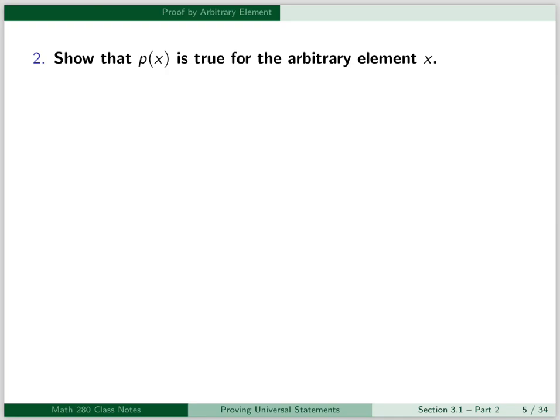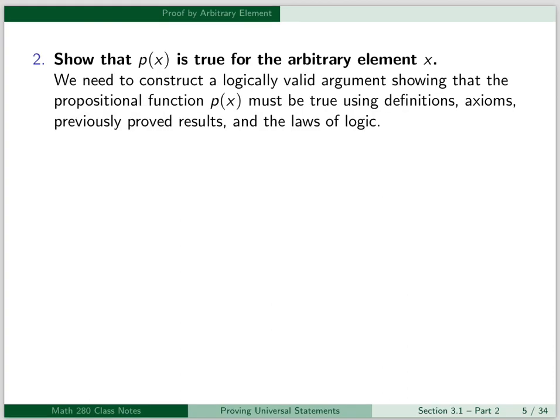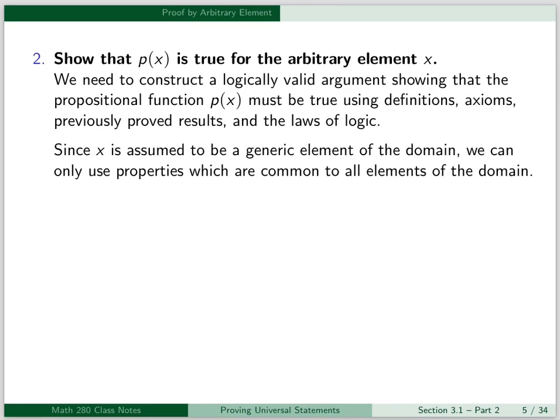Second step, show that p of x is true for the arbitrary element x. So we need to construct a logically valid argument showing that the propositional function p of x must be true using definitions, axioms, previously proved results, and the laws of logic. Since x is assumed to be an arbitrary or generic element of the domain, we can only use properties which are common to all elements of the domain.